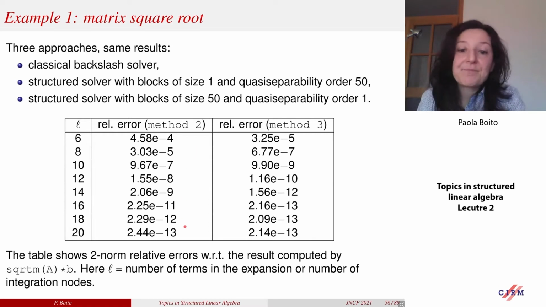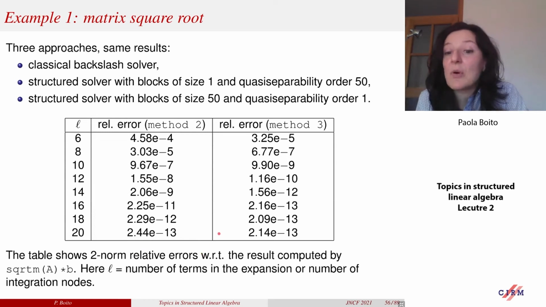Here we can see a relative error on the solution with the two methods I mentioned from the Three Nick paper. So with method 2, method 3. So we can see that the convergence with the number of terms in the expansion is quite faster in the case of method 3 because, as we said, it's specific for the square root. And these relative errors are computed in 2-norm with respect to the result obtained by the standard MATLAB function that computes the square root of a matrix. This is based on the Schur factorization of the matrix, so a completely different approach.